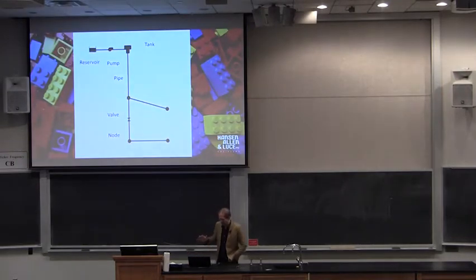So the basics of hydraulic modeling, basically you have 6 components. So it's like Legos. I enjoyed Legos growing up. My kids have lots of Legos.